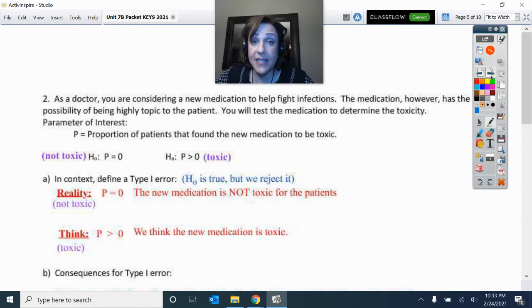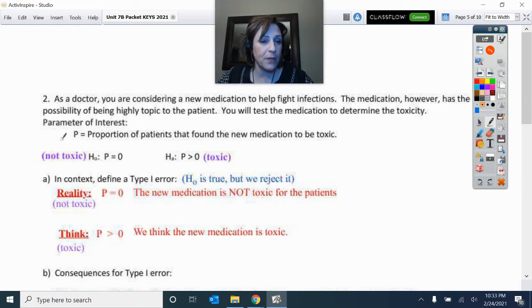All right, next is the problem about a new medication. We're wanting to fight these infections. Maybe we know that this new medication is going to help. However, it could be highly toxic. So you're going to test this medication for its toxicity.